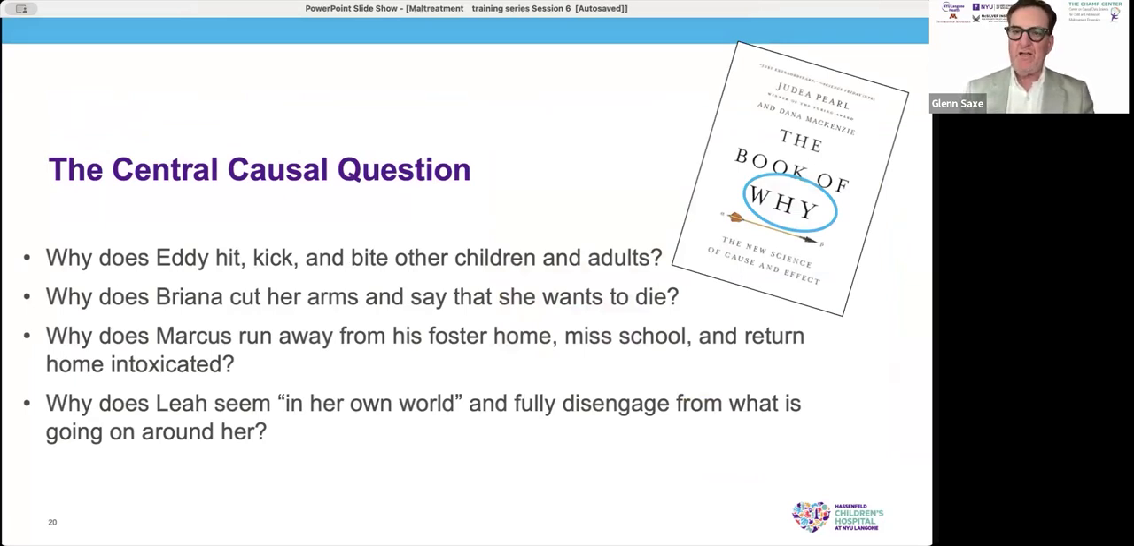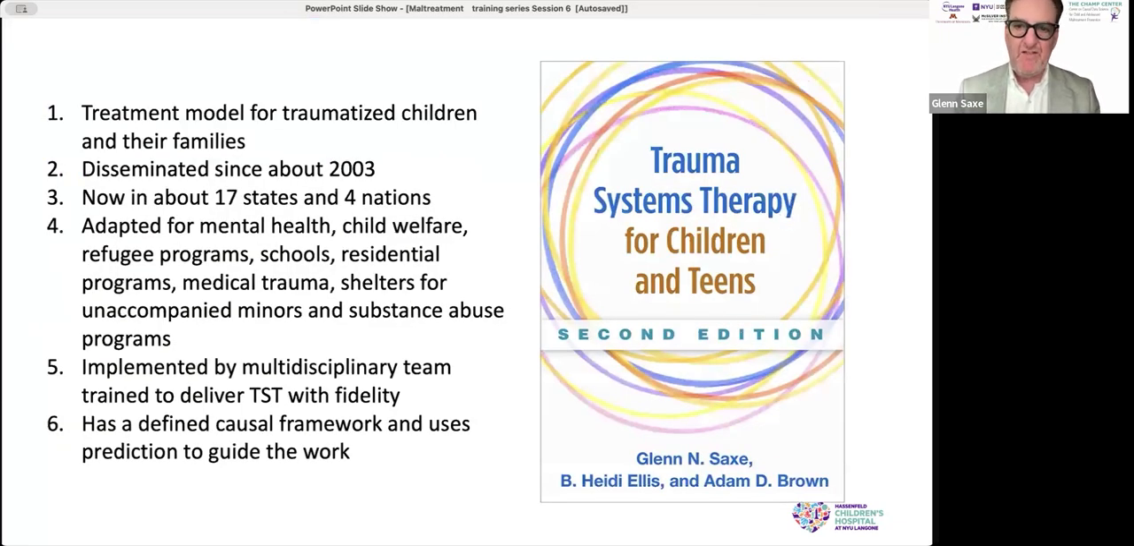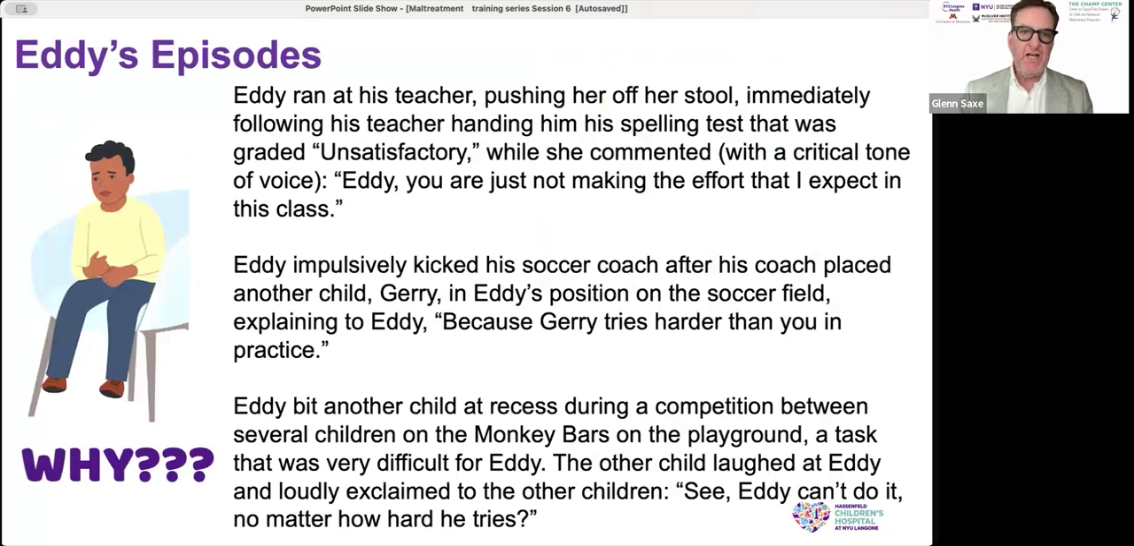The Book of Why is by Judea Pearl. It's not a clinical book. It's a book about the science of causality and the math of causality, but why is the question here clinically always? And I gave the example of our treatment, trauma systems therapy, which is based on predicting under intervention conditions, and looked at Eddie and how Eddie's clinical problem, these episodes of dysregulation, might be helped based on why he gets dysregulated in certain moments.